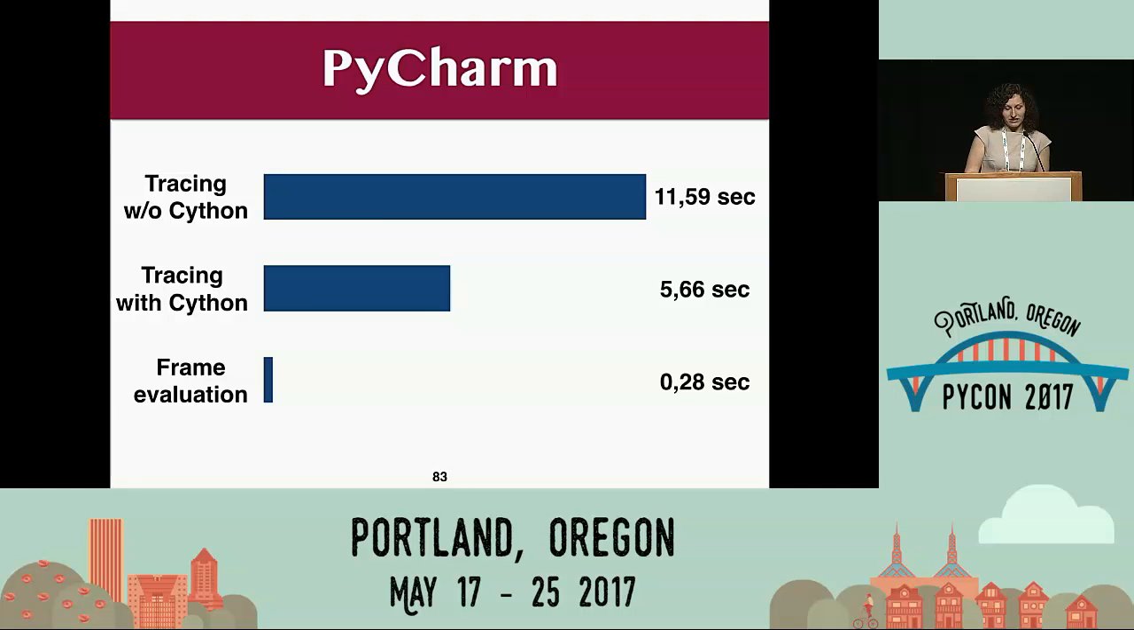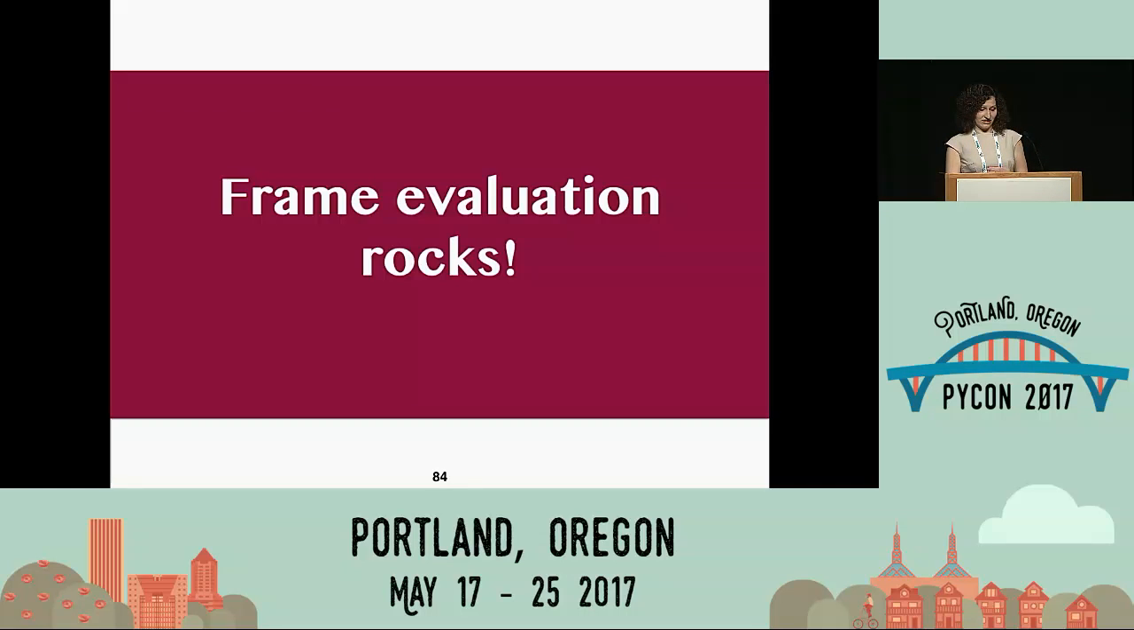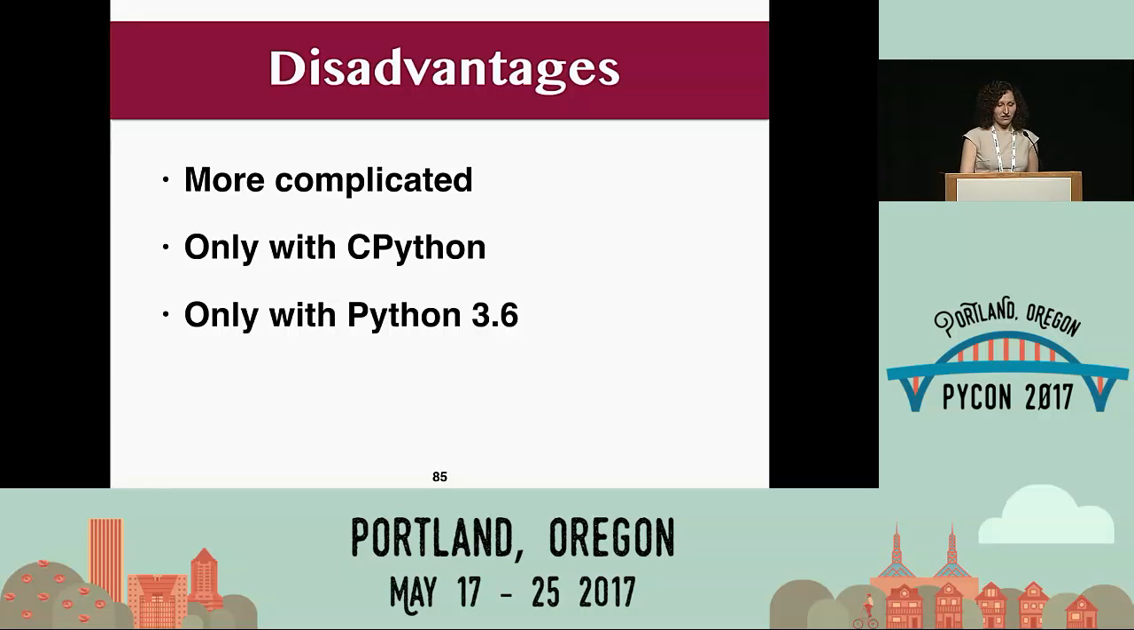But when we implemented the frame evaluation function, the debugger became even 40 times faster. The only thing that I can say after that is frame evaluation rocks. It gave the opportunity to dramatically improve the debugger's performance. And of course, it has some disadvantages. Such a debugger is a bit more complicated, because you need to implement bytecode modification and write all this stuff. A tracing function is much easier. You can just simply type it and your debugger is almost ready. But for a frame evaluation debugger, you need to implement more different things.